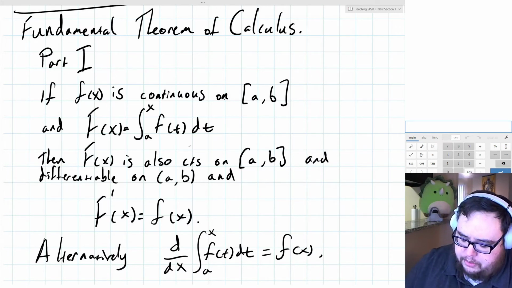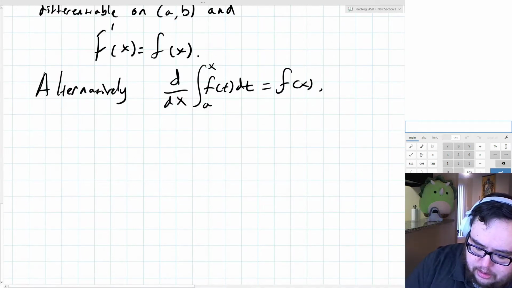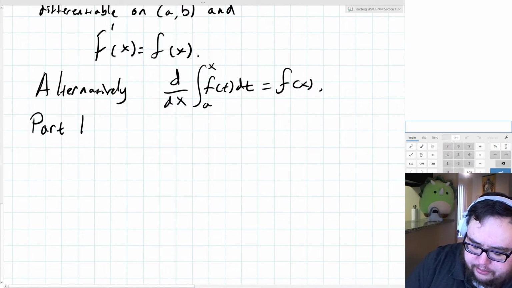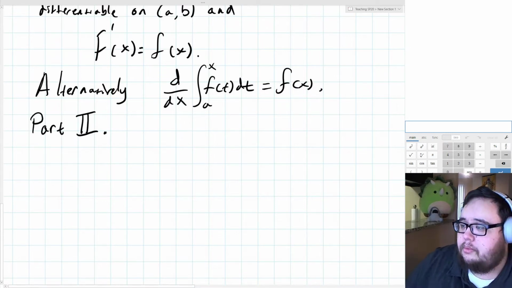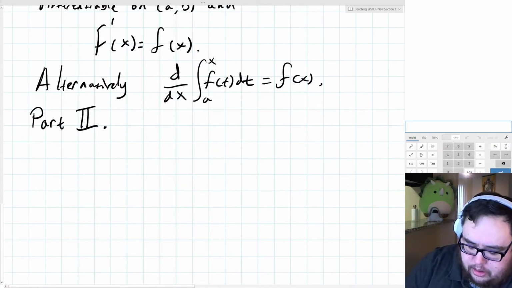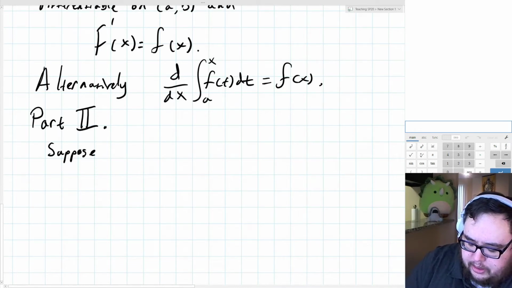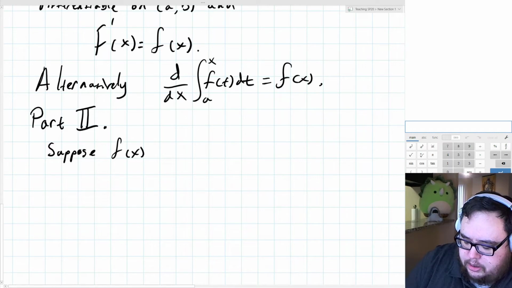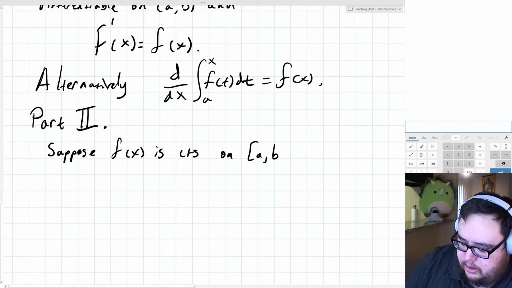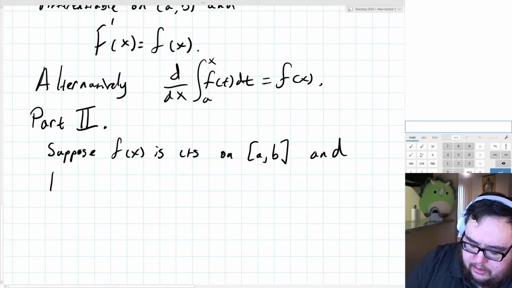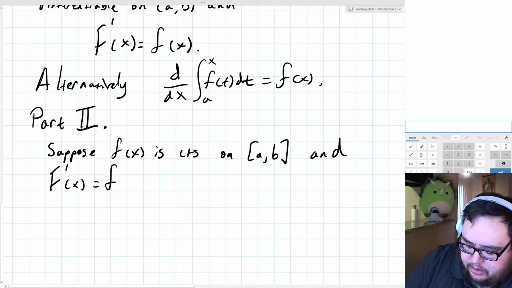The second part of the fundamental theorem of calculus is the one that you're going to use over and over again, which is that suppose, again, little f of x is continuous on a to b, and big F prime of x is equal to little f of x.